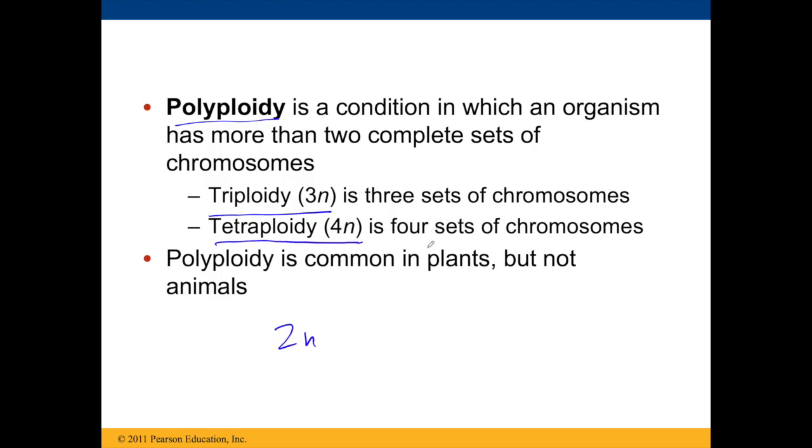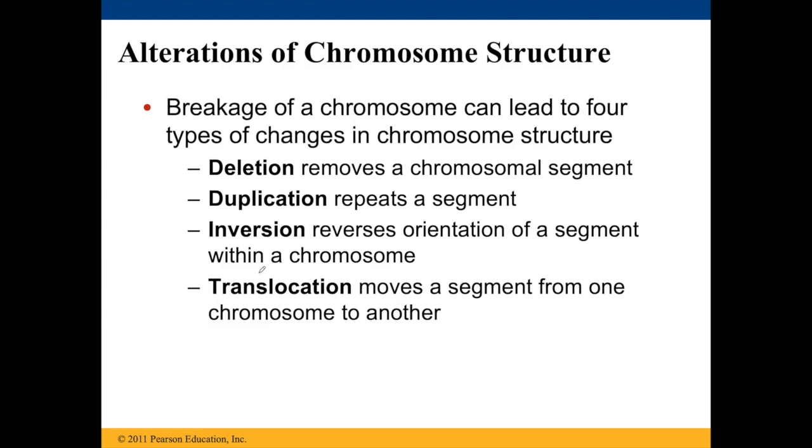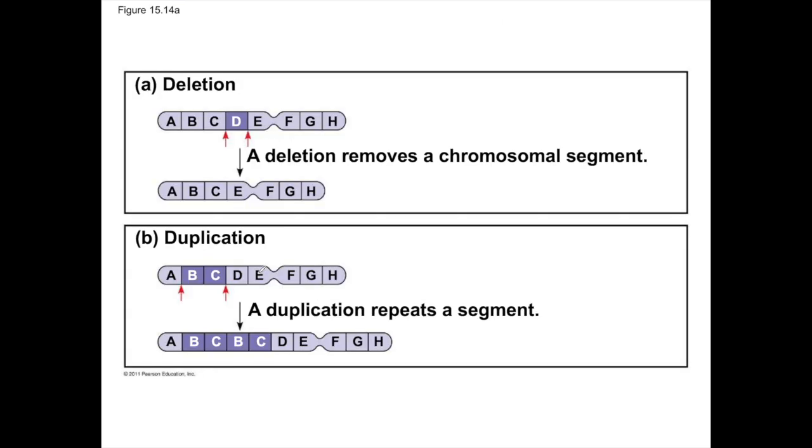Now, humans cannot do this. This would be lethal, but plants do this just fine. Plants are completely fine being polyploid. Now, besides having a whole extra chromosome or losing a whole chromosome, you can also have large changes to the chromosomes called deletions, duplications, inversions, and translocations. And let me explain those through a figure.